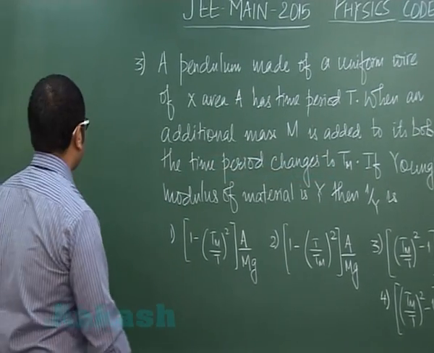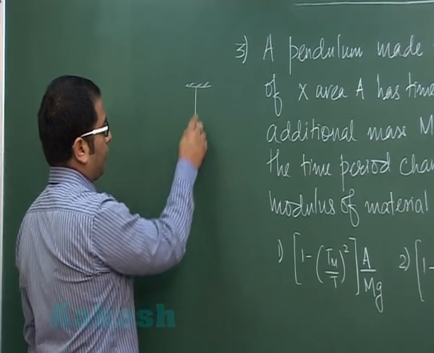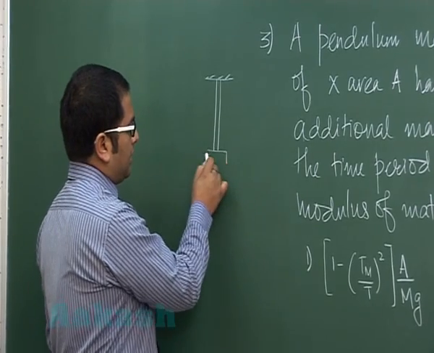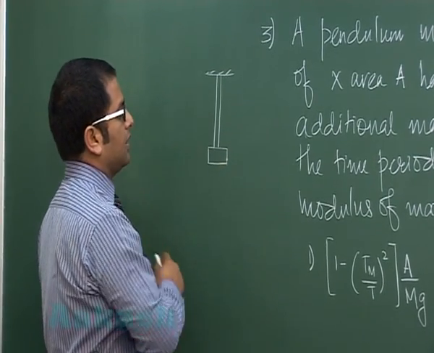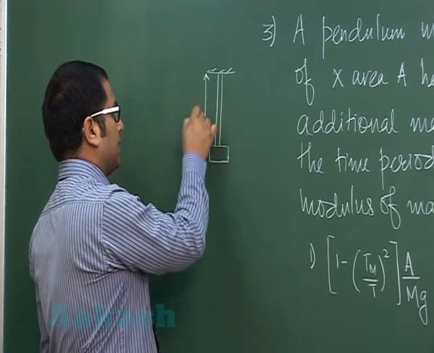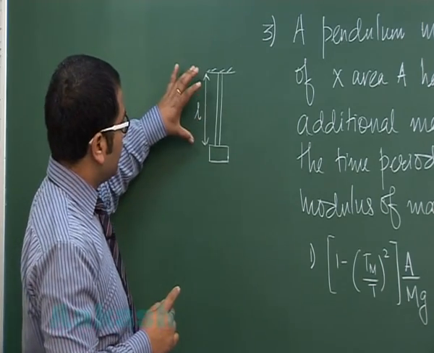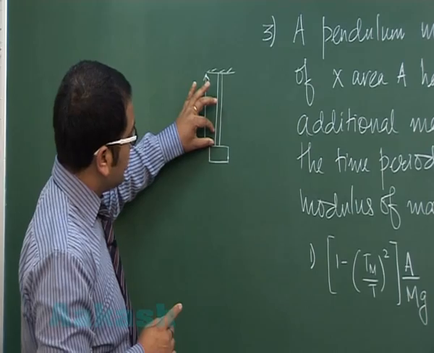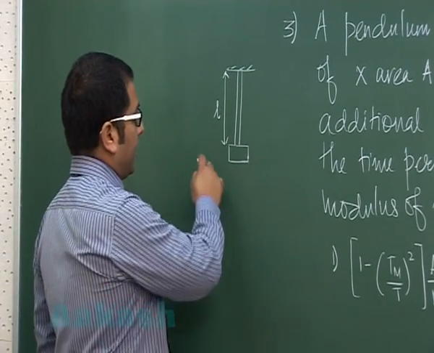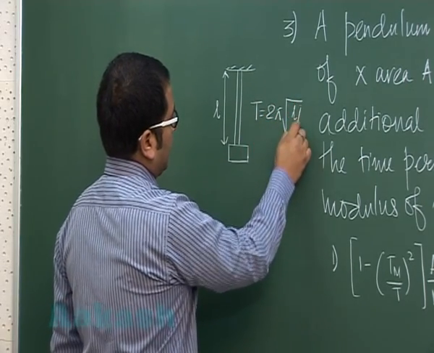So let's say in the beginning, this is the situation, and there is a certain mass which is not given, so that's immaterial. Let L be the total length at the initial stage. So that L would also include the original length and the extension. So L is the resultant consolidated length. And with this, the time period is 2 pi root L by g.